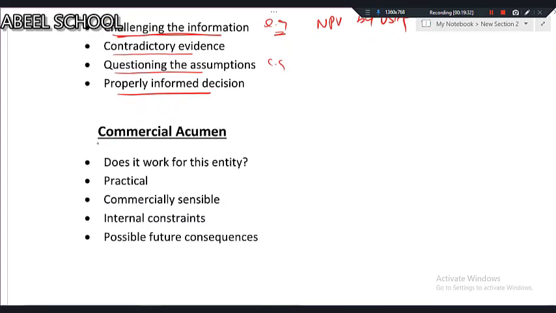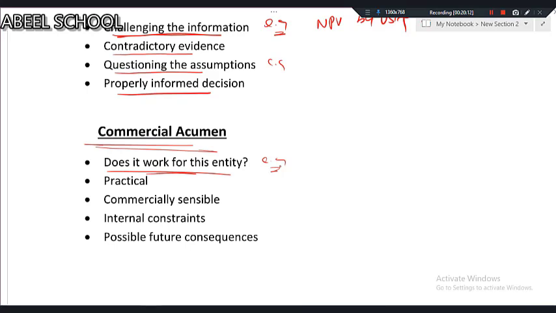Now let's talk about the last point, commercial acumen. Does it work for this entity? Let's say your entity has decided on a project where they want to make an investment, but you have to check, does it work for this entity? For example, in order to make the investment in that project, your company has decided to take a loan. But you know that once you have taken the loan, number one, your financial gearing will increase. Second, there are greater chances that the credit rating of your entity will decrease. And there are more chances that the loan will come with covenants, conditions on your business.